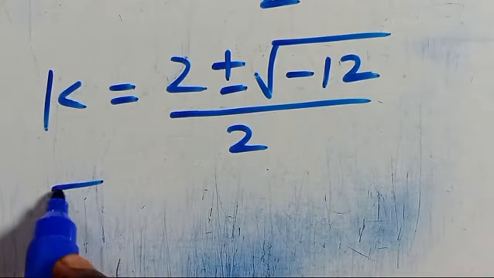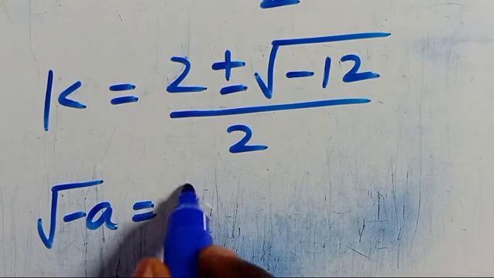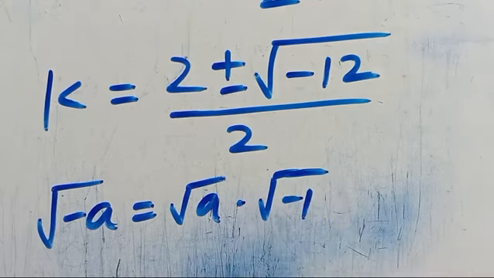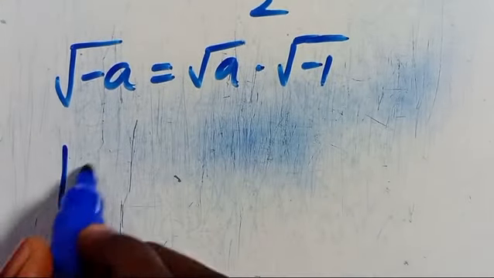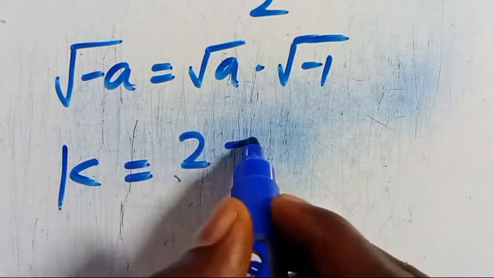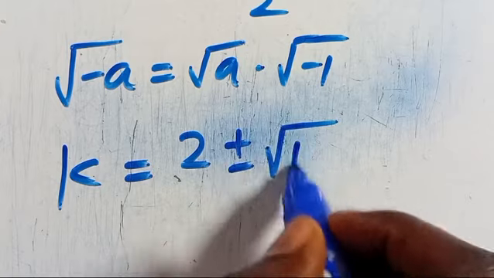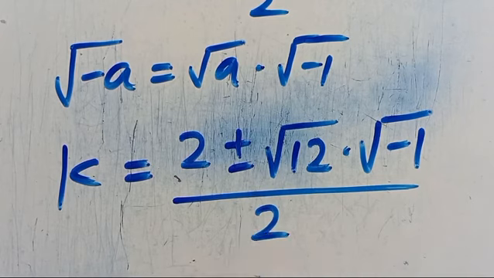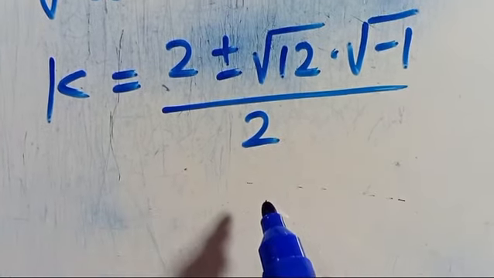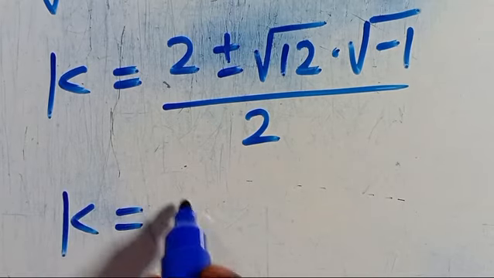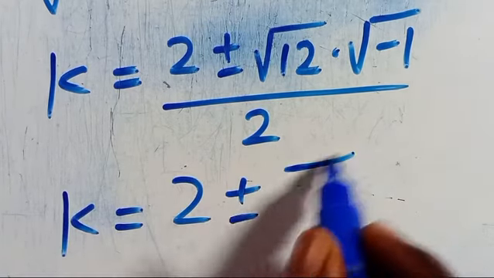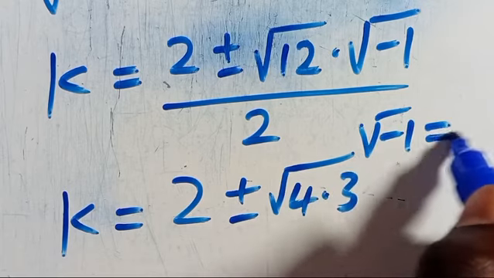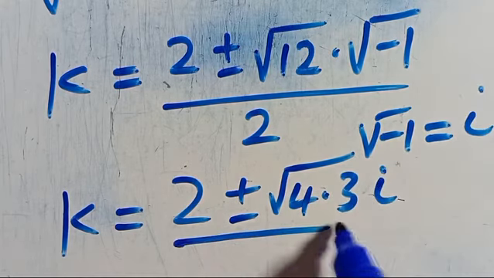When we have root of minus a equals root of a times root of minus 1, so this will be k equals 2 positive or negative root of 12 multiplied by root of minus 1 divided by 2. We have k equals 2 positive or negative root of 4 times 3, and root of minus 1 equals i. Here it will be i divided by 2.